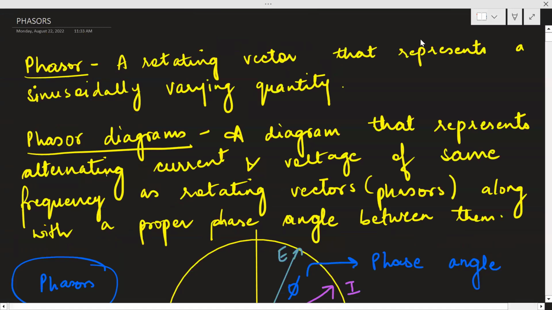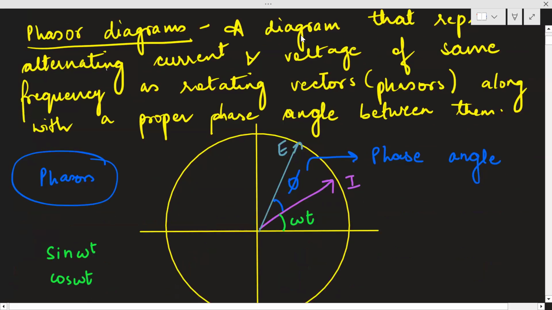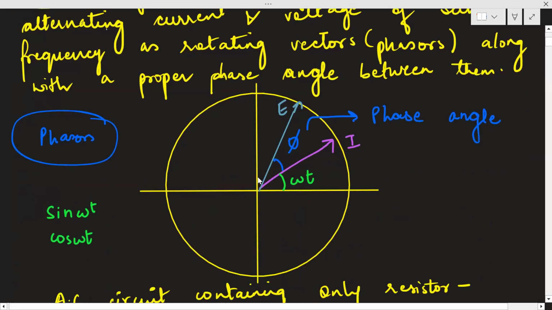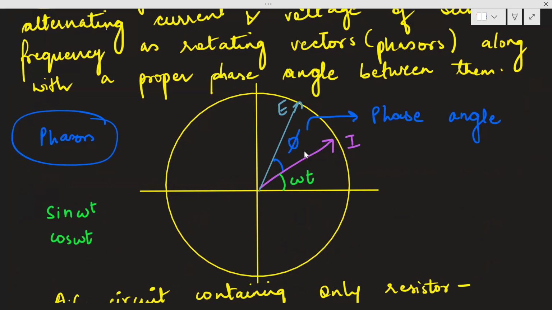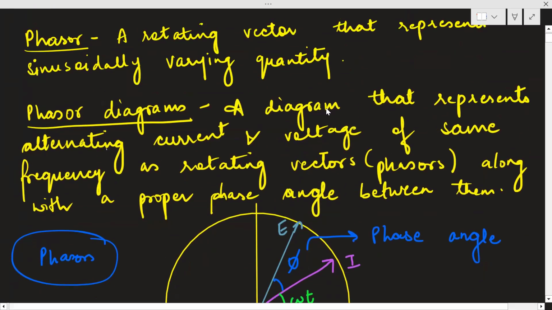Okay, now let's start with phasors. Phasors are basically rotating vectors. Rotating vectors means, see, current and voltages are actually not vectors, but just to represent them. Like, look, if I draw the potential here, and if I draw the current here, the gap between them is the phase angle, and omega t will be the angle from the origin. In order to represent this, we have the concept of phasor and phasor diagrams.